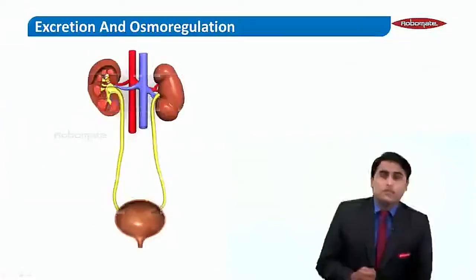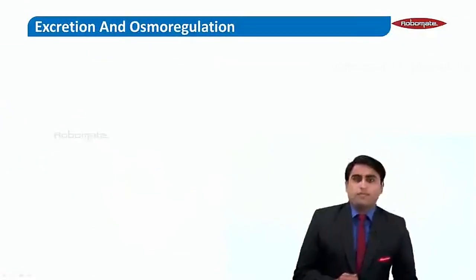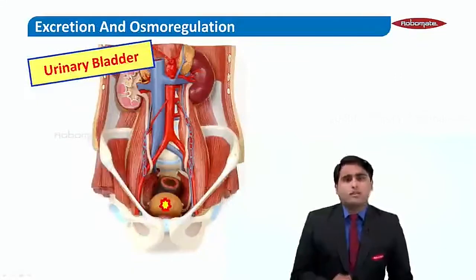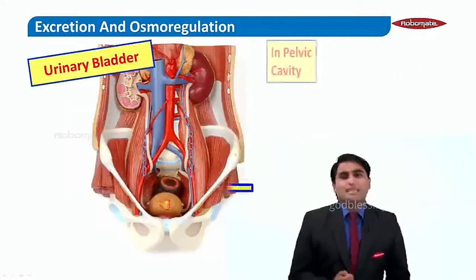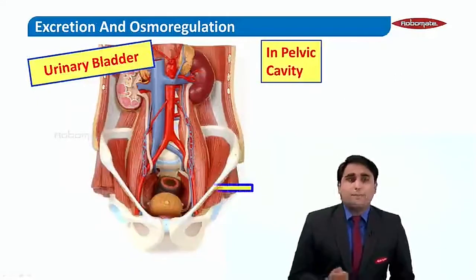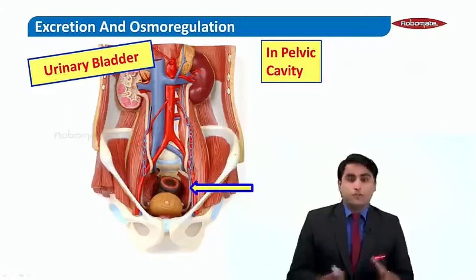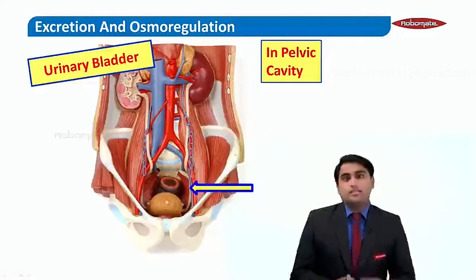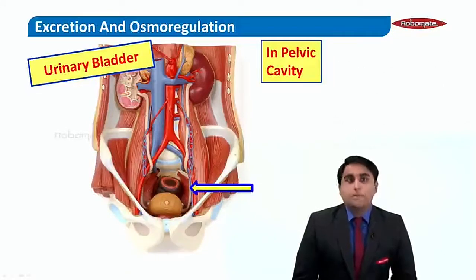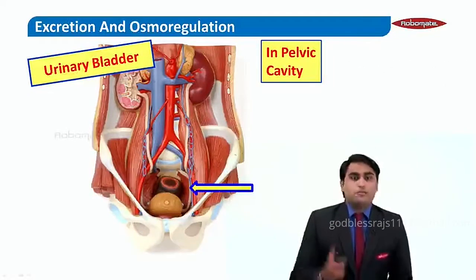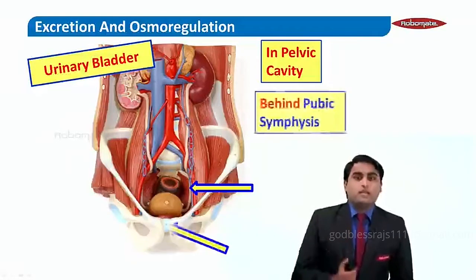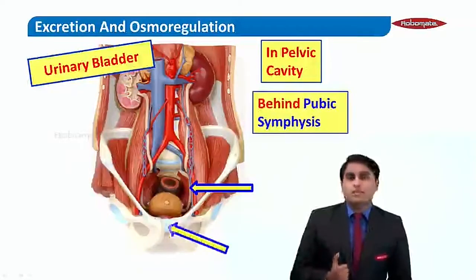Now let's see the urinary bladder. First of all, let's see where the urinary bladder is situated. Basically, it is situated inside the pelvic cavity. The pelvic cavity is formed by the fusion of the hip bones, that is your pelvic girdle. Inside there is a cavity which is called the pelvic cavity. Now, one more thing: the urinary bladder is present behind the pubic symphysis.